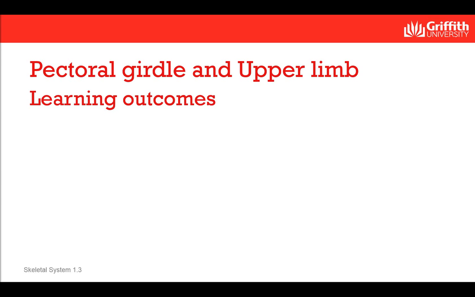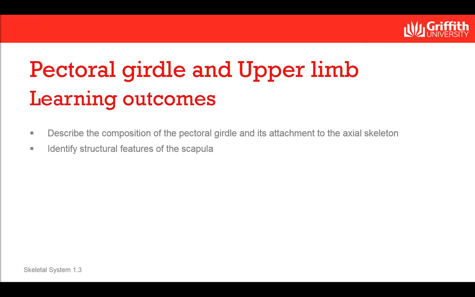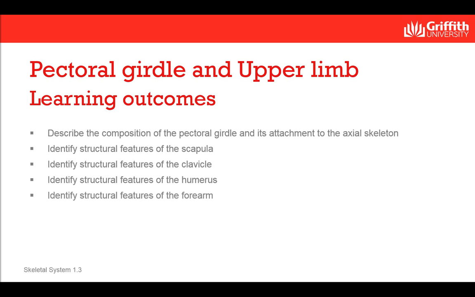You can see we have now completed the learning outcomes for topic 1.3a, the pectoral girdle and the upper limb, in the appendicular skeleton. We have described the composition of the pectoral girdle and its attachments to the axial skeleton. We have identified the structural features of the scapula, the clavicle, the humerus, and the forearm. And we have identified the carpal bones of the wrist.